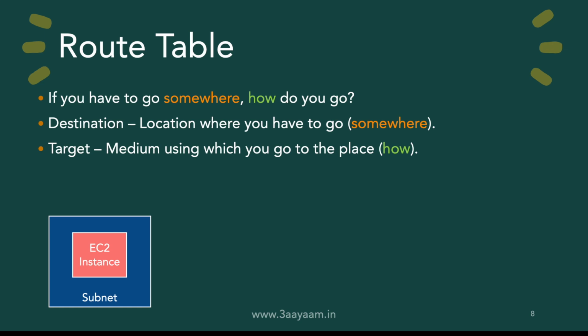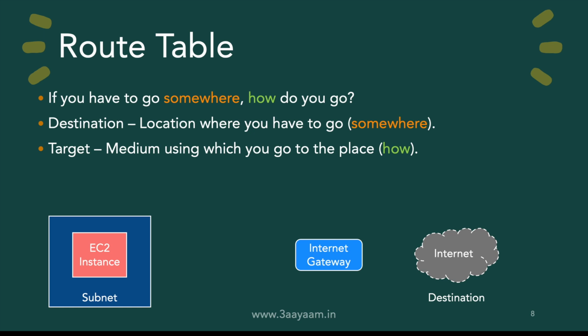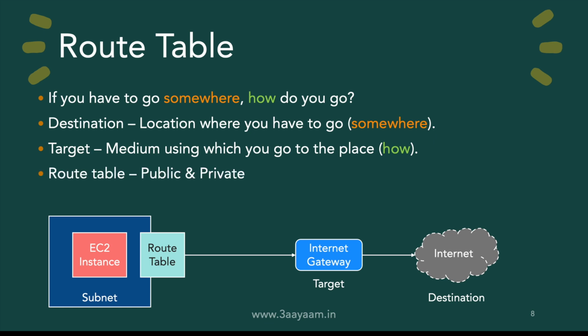So let's say we have this EC2 instance, and the EC2 instance is inside of a subnet, and we want to send traffic from the EC2 instance to the internet. So how do you go there? The internet would be the destination and the EC2 instance would be the source. And now if you have to go to the internet, we know that we need an internet gateway for that. So the internet gateway would be the target. And then we'll create a route table and associate that route table with the subnet, which will mention this particular relation. So if you have to go from this subnet to the internet, you'll have to go via the internet gateway. So that's how a route table is created.